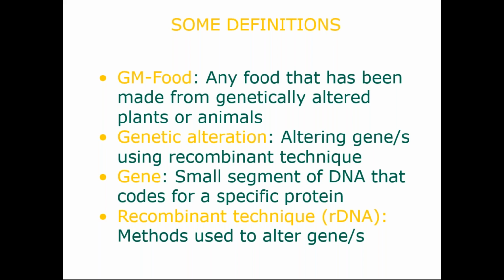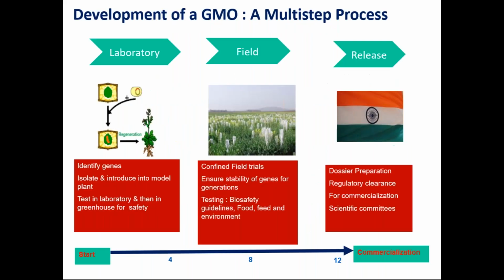Genetic alteration is defined as altering genes using the recombinant technique. A gene is a small segment of the DNA that codes for a specific protein, and recombinant DNA technology is the molecular biological method we use to alter genes. So the development of a GMO in any country is a multi-step process. It goes from the lab to the field to release, which involves a large number of steps, and it can take anywhere between 10 to 12 years to commercialize a GMO, that is a GM crop.